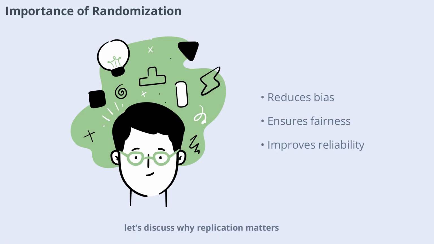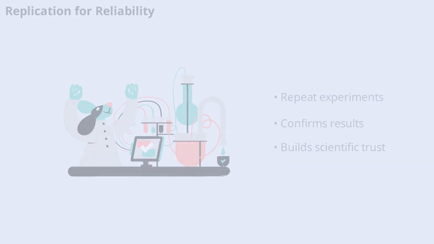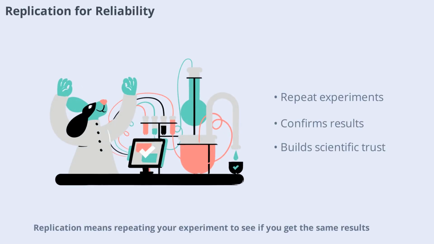Next, let's discuss why replication matters. Replication means repeating your experiment to see if you get the same results. This is crucial for building confidence in your findings. If an experiment can't be replicated, its results are questionable. Scientists often repeat studies under different conditions or with new participants to test the robustness of their conclusions. Replication helps weed out errors and ensures that your discoveries are real, not just flukes.